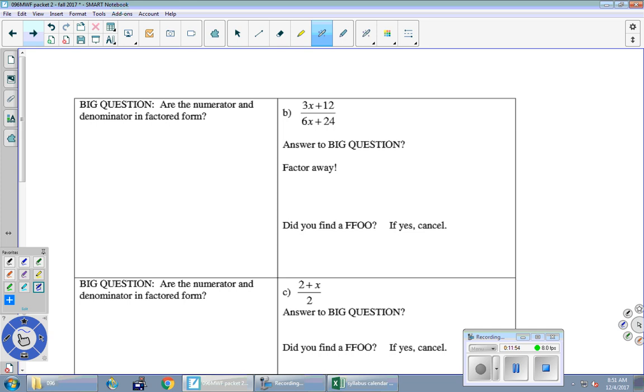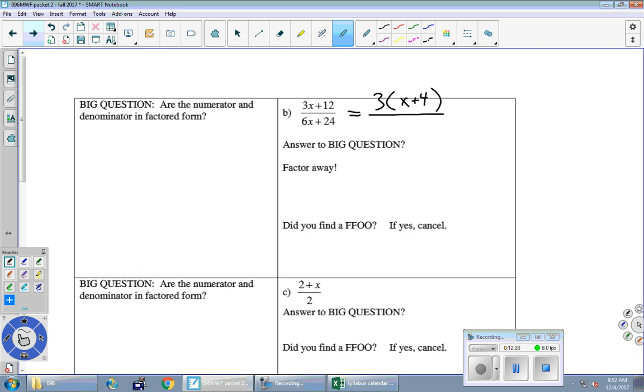We can't. So the first question we ask ourselves for all of these is, are the numerator and denominator in factored form? And if they are not, then we factor. Again, the process, greatest common factor, dots, box. What is the greatest common factor upstairs? 3. And so we factor that 3 out. And I'm left with x plus 4.